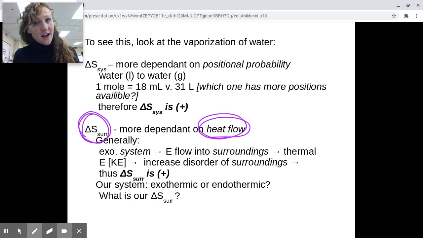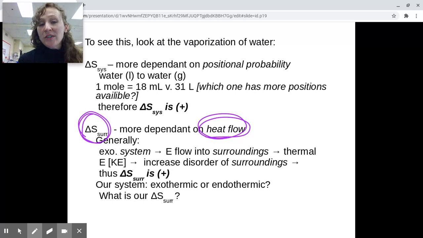Heat flow, we can talk about. Heat flow, we can describe. We did it all in chapter 6, right? You can tell me if heat is flowing into a system or out of a system. You can tell me if heat is flowing into the surroundings or out of the surroundings. So in this case, this is something practical that we can describe. So entropy of the surroundings is going to be directly tied to the heat flow.